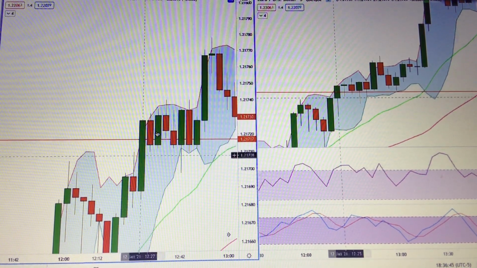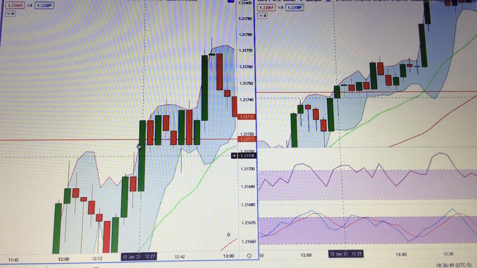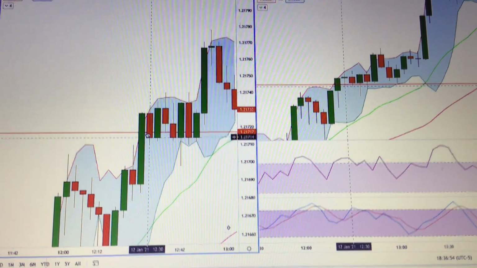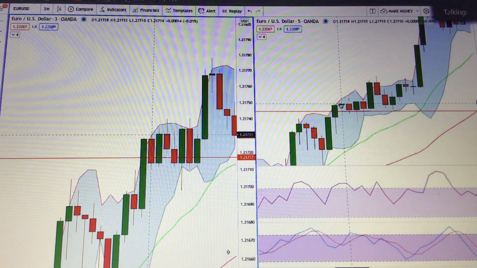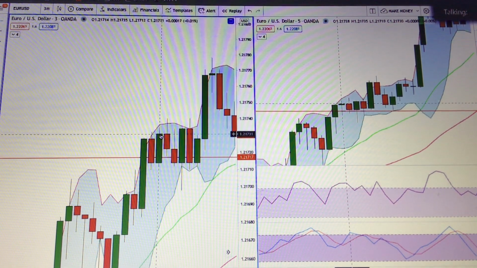I'm sorry, hold on, let me see this. Let me back this up. 5-minute on the right. Okay. So if I'm looking at the 3-minute, I see this happen. I don't really like this on the 3-minute, but I like it on the 5-minute. I like this candle on the 3-minute, right at this point.